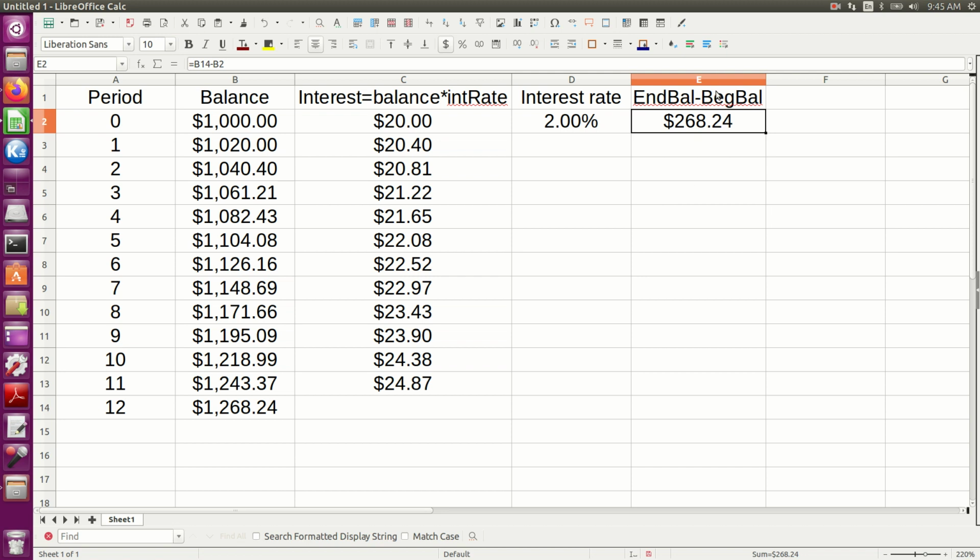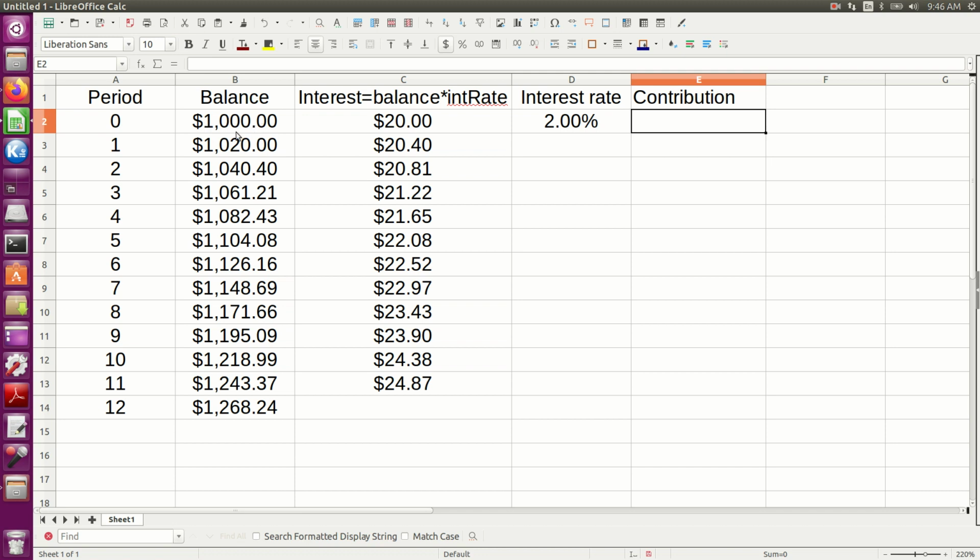Now for this, I'm going to delete this. And now what I'm going to do is add in a contribution. And let's just say, this would be a really low interest rate for a savings, but let's think of these periods as each year.